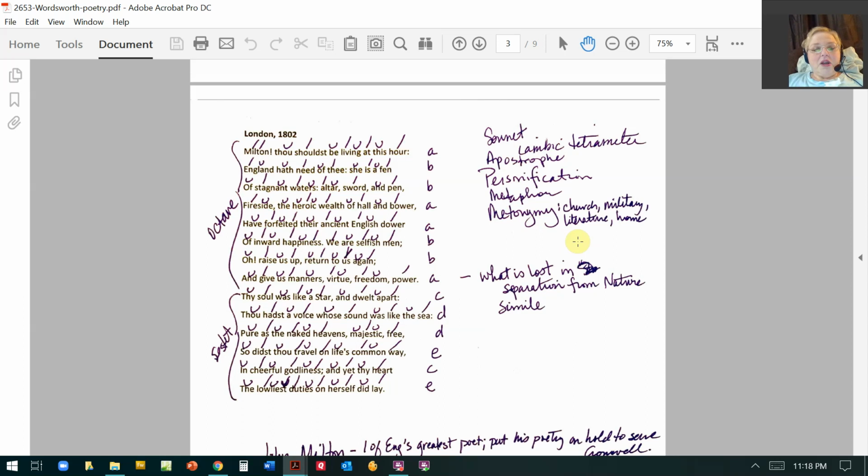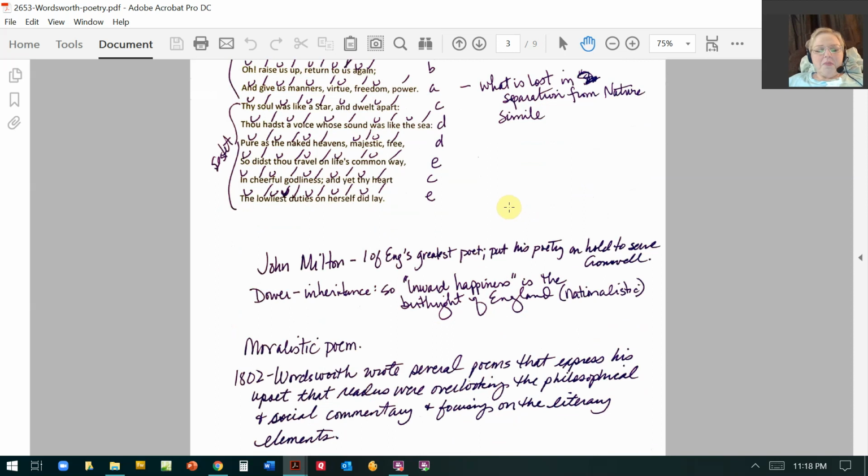He talks about how they're selfish, right? And he's saying, we need you, Milton, because you are a symbol of virtue, of sacrifice, right? So if you scroll down here, I made some notes on the bottom. Again, this is a moralistic poem, so it fits into that idea that poetry should have a purpose. So Milton is important. Milton is said to have written the last formal epic in English, because he did it so well with Paradise Lost that he just kind of ruined the epic for everybody else, right?